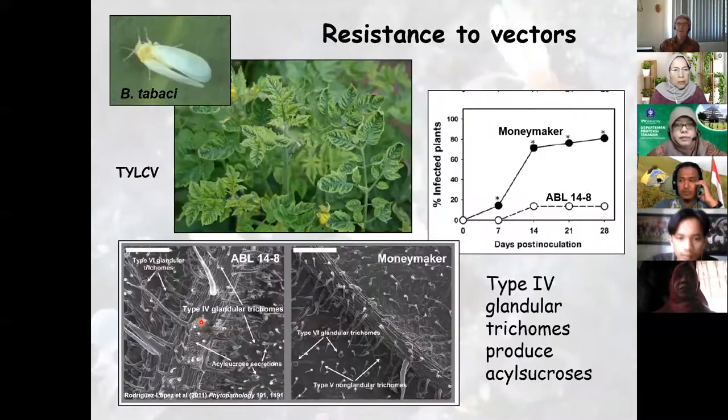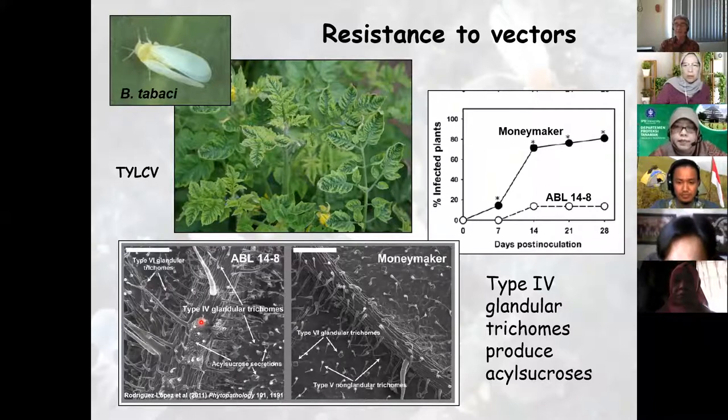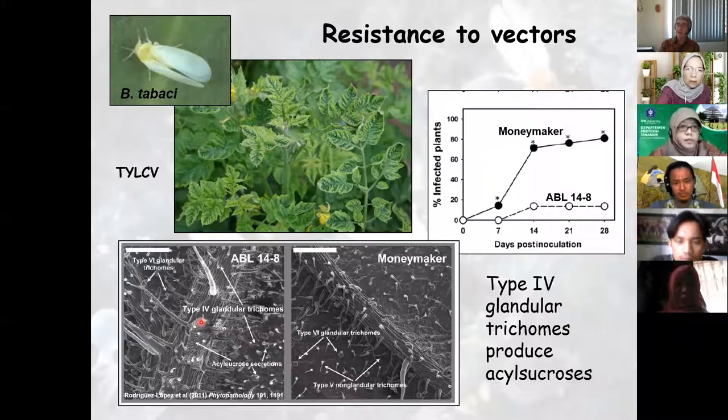And one last one. With resistance, the resistance doesn't have to be resistance of the plant to the virus. It can be resistance of the plant to the feeding of the vector, or resistance of the plant to just alighting or tasting of the plant by the vector. This is an example with tomato yellow leaf curl.